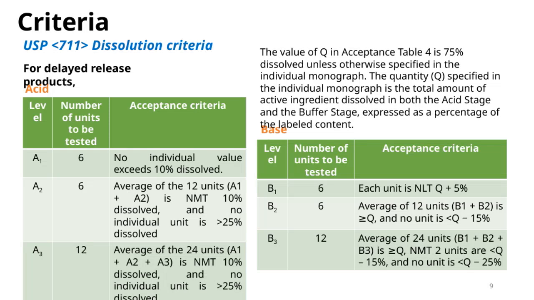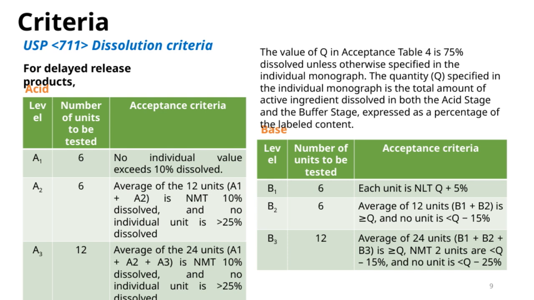Let's take a closer look at the USP 711 dissolution criteria. The key value here is Q, which is set at 75% dissolved unless the individual monograph specifies otherwise. This means that for most products, we expect at least 75% of the active ingredient to be dissolved. The quantity Q represents the total amount of active ingredient dissolved across both the acid stage and the buffer stage, expressed as a percentage of the labeled content.